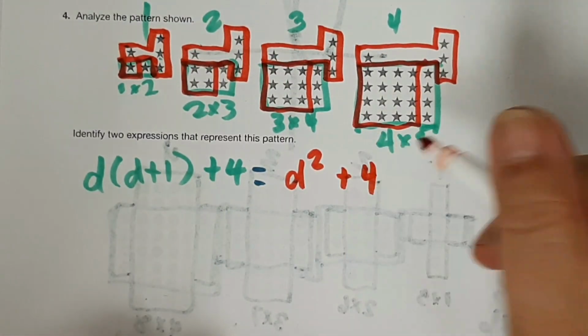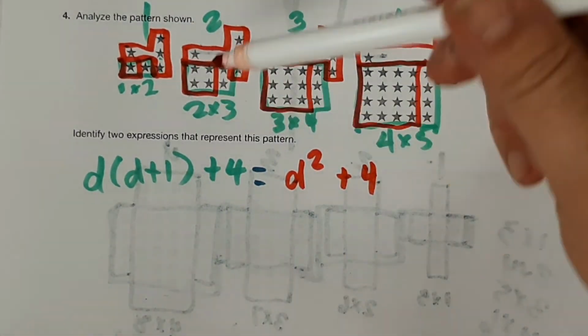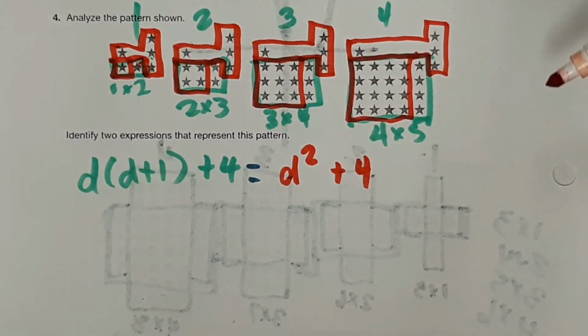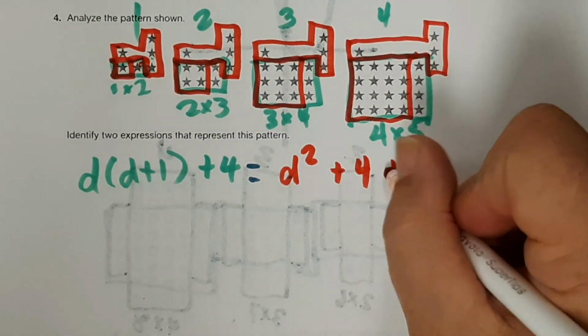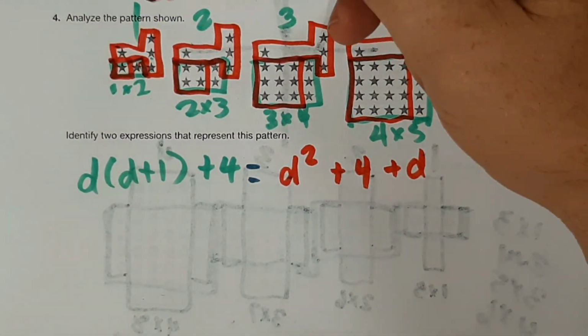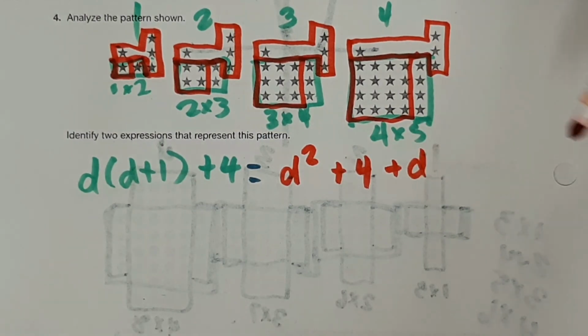Plus 4. And then I have some left over here. Look what's left over. I've got 1, 2, 3, and 4. Well, that matches my design number. So I'm just going to add in a d, because here I'm adding 1 and adding 2 and adding 3 and adding 4. So every time my design number goes up, it matches exactly the number I'm adding. So we want to check and see if these are equivalent.